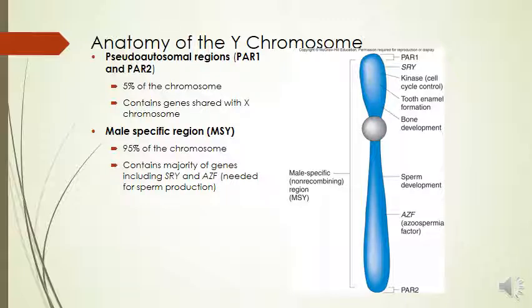If we look at this picture of the anatomy of the Y chromosome, we see that the Y chromosome has two pseudo-autosomal regions, PAR1 and PAR2, and a large central area, MSY, that comprises about 95% of the chromosome, and it has only 22 genes. SRY determines the male sex, and AZF, which you can also see there, encodes a protein essential to producing sperm. Mutations in it cause infertility.